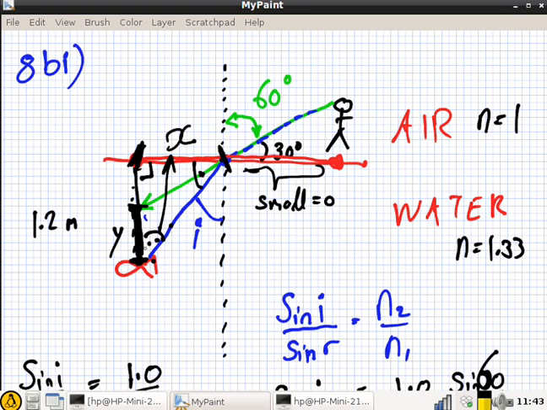I think actually, let me see. What's the answer? Because I'll do it in a minute. Which angle? That angle by the green line. Yeah, 60. 60.